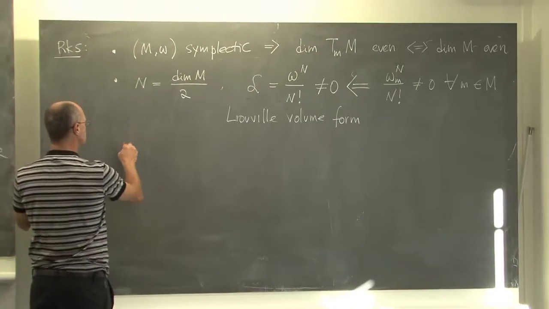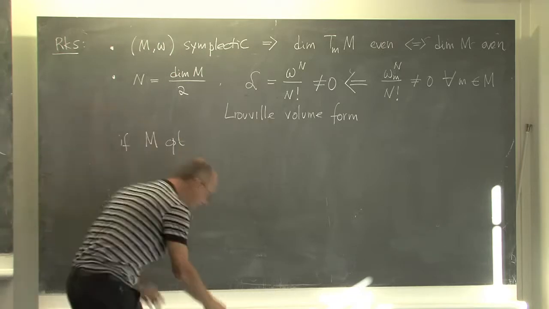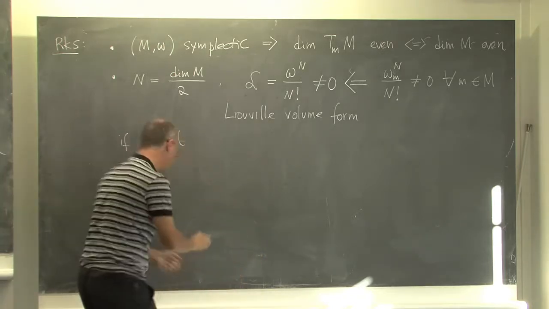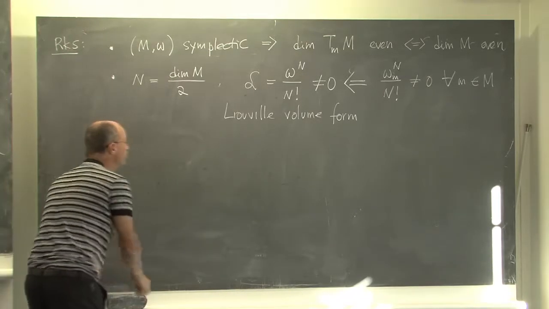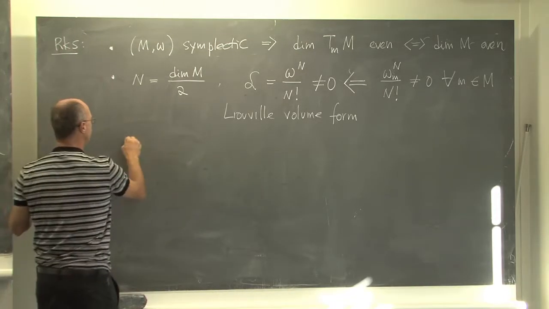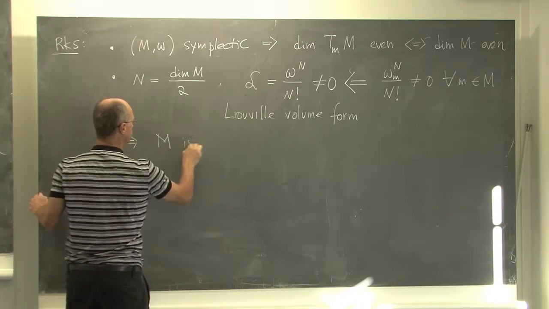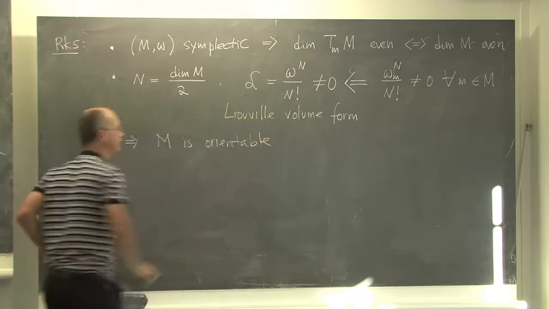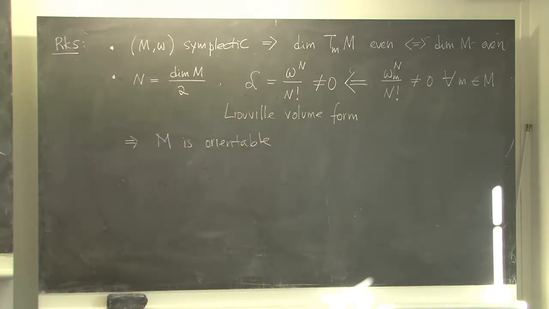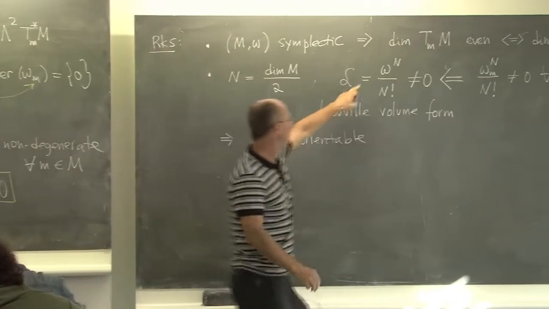In fact, if M is compact, no, wait, one more remark. We have this nowhere vanishing volume form, and in particular this implies that M is orientable, and in fact it has a canonical orientation, the orientation given by this volume form.